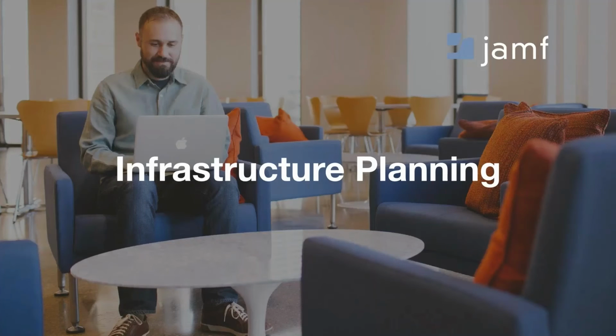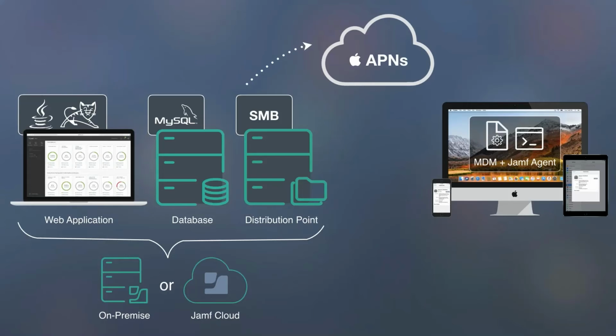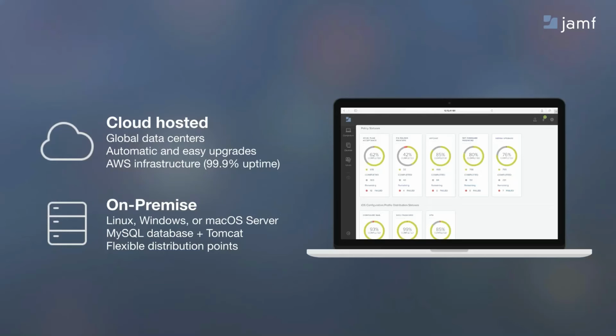So our last section of the day here is infrastructure planning. When we look at JAMF Pro, these are the core components, some of which we've talked about already. The actual pieces of JAMF Pro: we have a web application, which is Tomcat in Java. We have a database, which it talks to, which is MySQL, and we have some distribution points, which are SMB shares. All of that combined can be cloud hosted or run on premise.